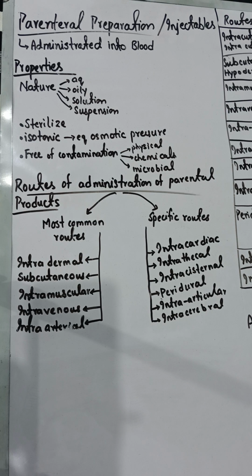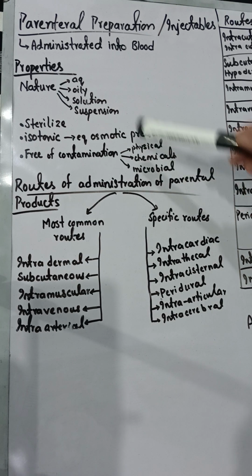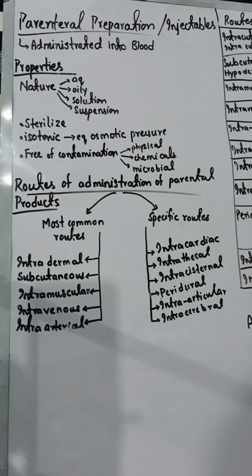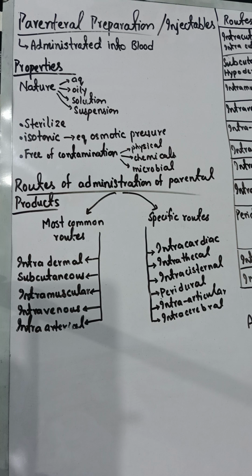Like what kind of properties does it have? First of all, its nature can be aqueous, can be oily, can be in the solution form, can be in the suspension form. So what is solution form? In which solute is dissolved in a solvent, but in suspension the particles of solute are not dissolved, they are actually suspended in the solvent. So this is the difference. Not all injections are of one form; there are some injections which are in aqueous form, some which are in oily form, and some in the suspension form.